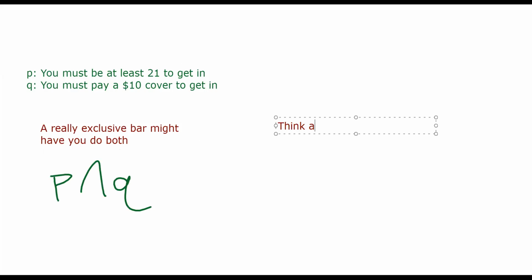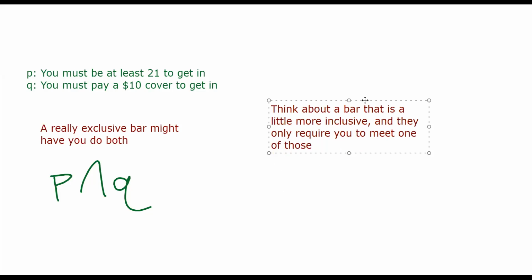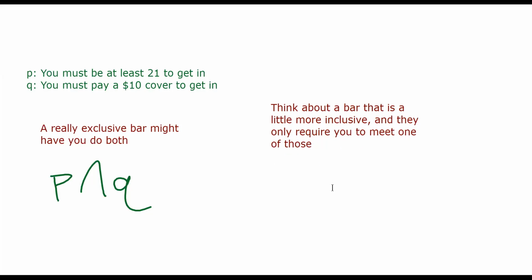Now think about a bar that is a little more inclusive. Those rules are lax, and they only require you to meet one of those objectives. So the reason a bar will do that, they'll say, if you're at least 21, come on in, you don't have to pay the cover, because they expect you to go in there and buy drinks. And so they're going to make their money off of you, right?